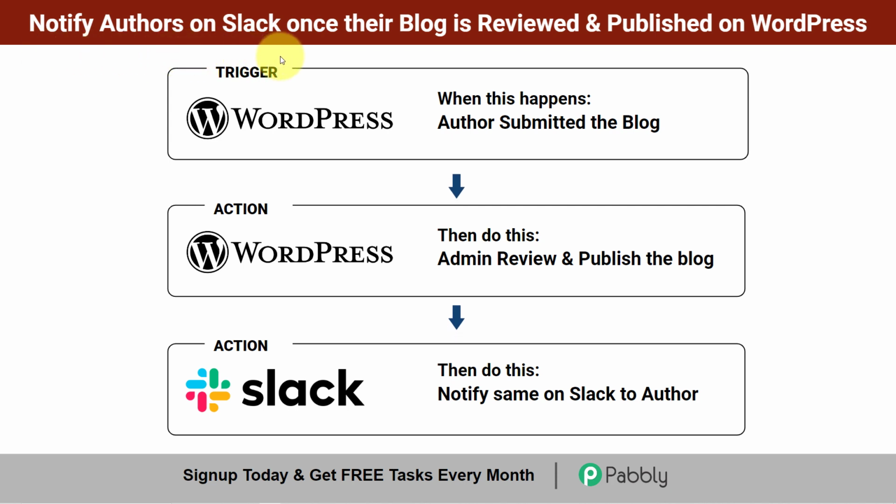Notify authors on Slack once their blog is reviewed and published on WordPress automatically. So assume that you and your authors have a channel over Slack, and whenever your authors are submitting a blog on your website, you as an admin are of course going to first review that blog. If it is perfect, of course you will publish that blog.